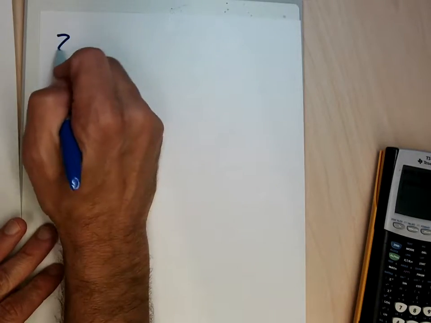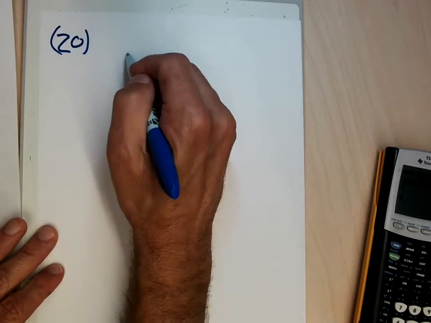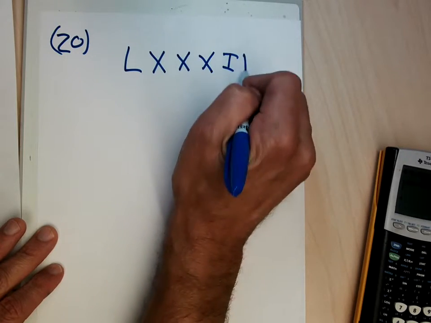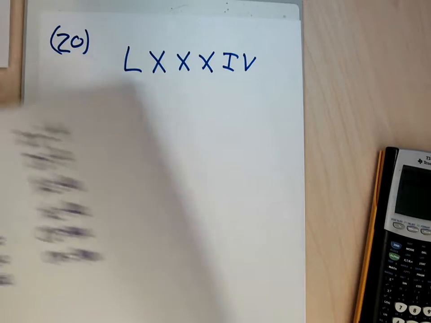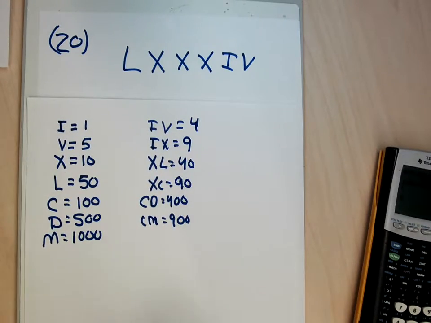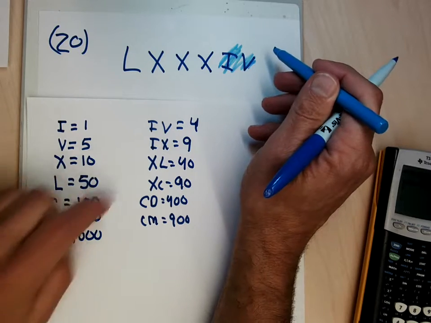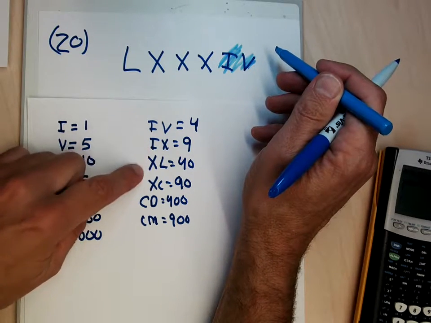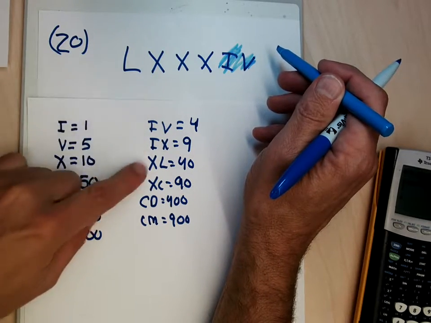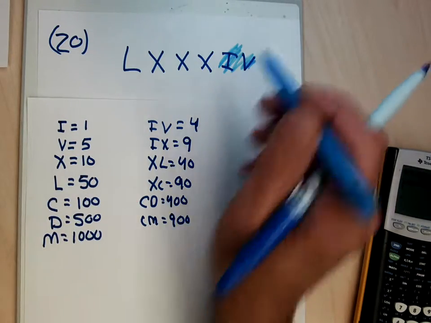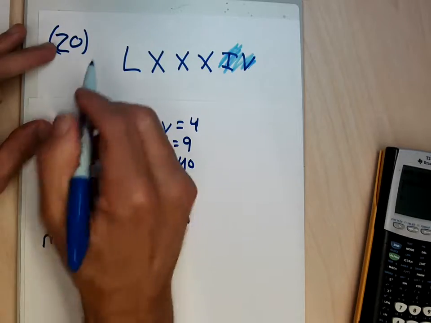Problem 20 wants me to take the Roman numeral LXXXIV and write it as a regular Hindu-Arabic number. I look to see if there's an I before a V. There is, so I keep those together. There's not an I before an X. There's an LX, but not an X before an L. There's no C's, there's no D's, there's no M. So those are the only things I need to keep joined.